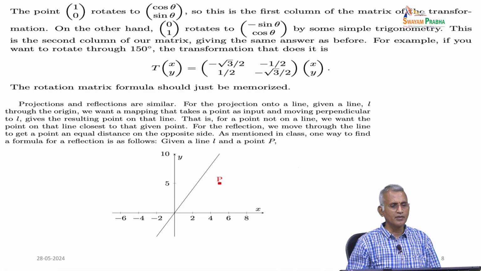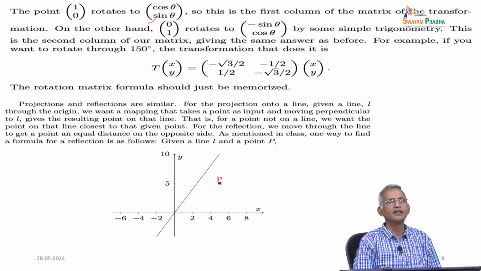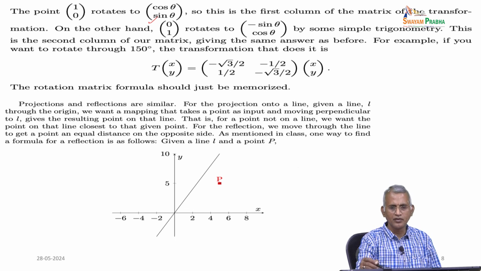So, the point (1, 0) rotates to (cos θ, sin θ), so that is the first column of the matrix of the transformation. On the other hand, (0, 1) rotates to (−sin θ, cos θ) by some simple trigonometry. So, this is the second column of our matrix, giving the same answer as before.